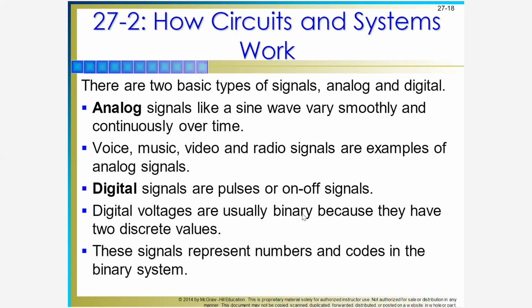or good resolution. Okay, analog is a signal like a sine wave, very smooth or continuous over time. Voice, music, video, and radio signals are examples of analog. How about an example of digital? Since digital uses a computer or binary, we have discrete values. That discrete value is, for example, 0, 0, 1, 1. That is the machine language or binary language. These signals represent numbers and codes in the binary system.